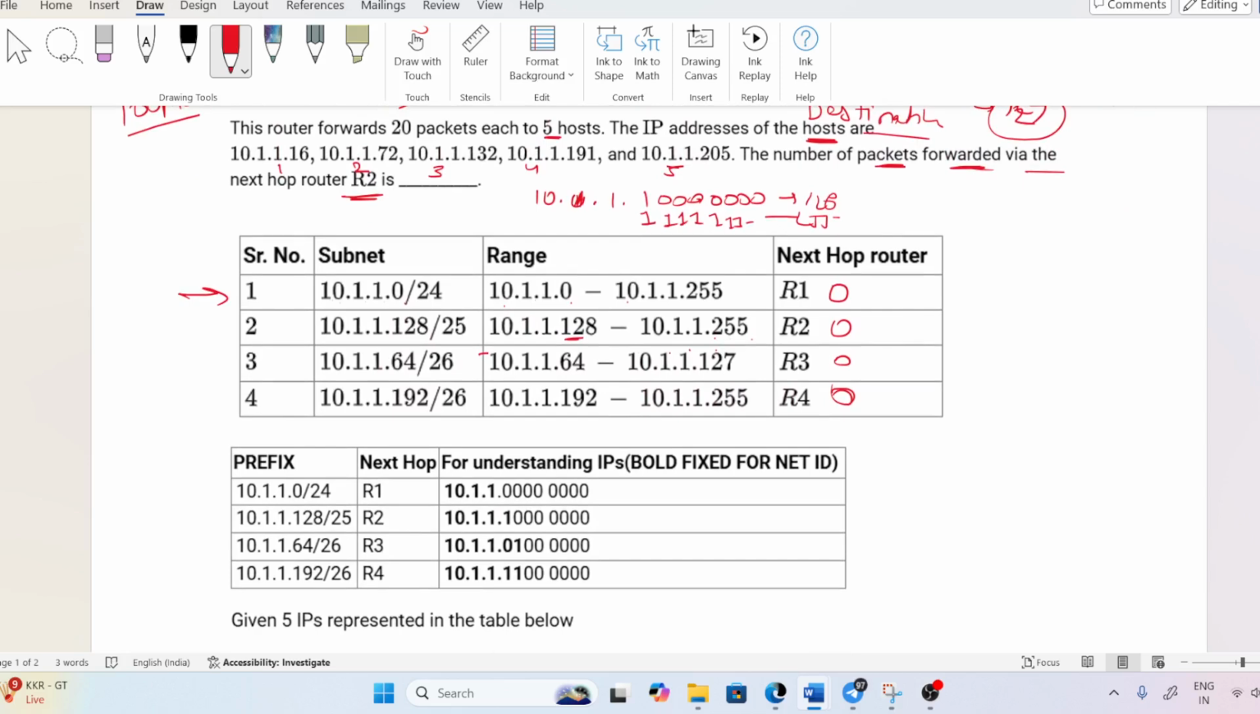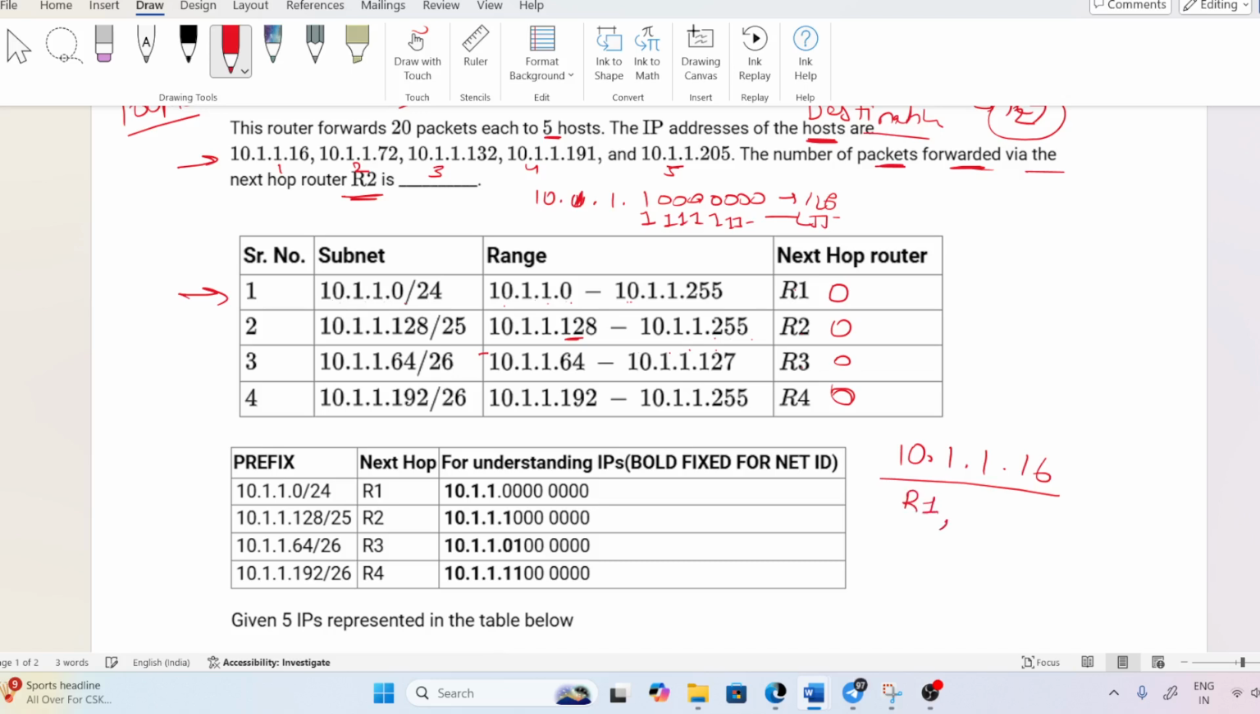First we have 10.1.1.16, so I'm writing it here. You need to check whether it will go to R1, R2, R3 or R4. There are two ways to solve this question. First, you can go with the range. Second, you can go with the prefix. We have 16 here, so 16 comes in this range, the range of R1, 10.1.0 to 10.1.1.